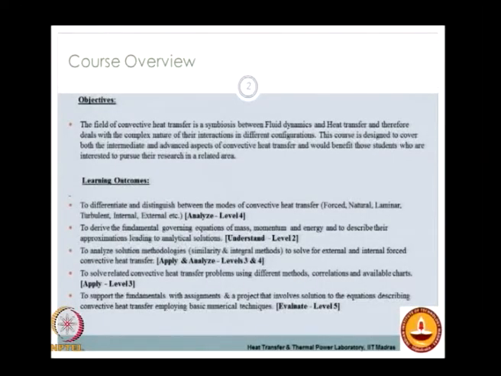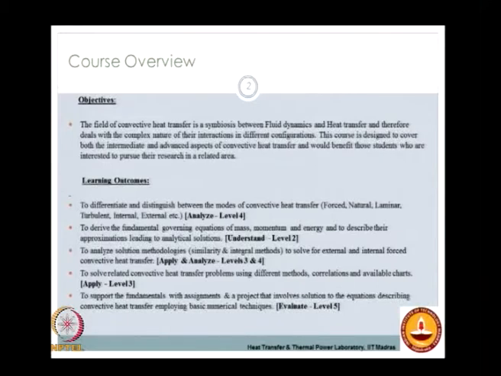The third objective will be to analyze the solution methodologies that you have derived analytically, either by using similarity, which is the exact technique, or the approximate technique, which is basically the integral method, and you will be applying this to solve for both external as well as internal forced convective heat transfer. So this will be on the level of applying and analyzing, that is involving both levels 3 and 4.